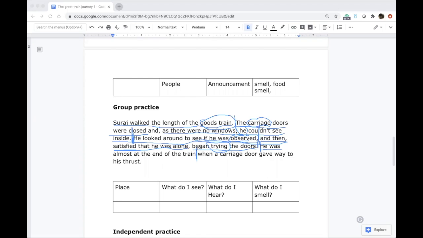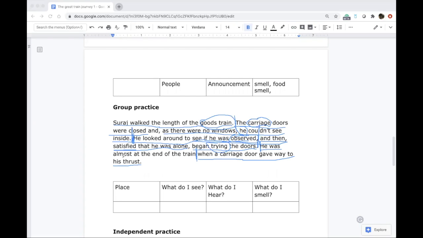Srinivas? Sir, I can't hear. It is breaking. Okay, I was asking what is the meaning of was almost at the end of the train. Yeah, he walked to the end of the train. Yes, very good. Remember, he is walking right next to the train. Now he is almost at the end of the train when a carriage door gave way to his thrust.